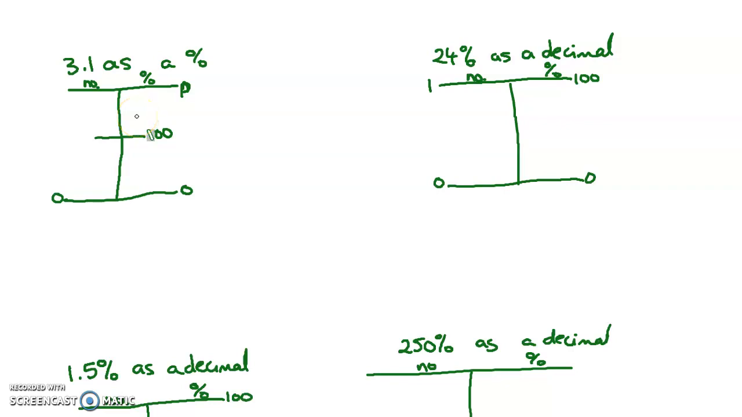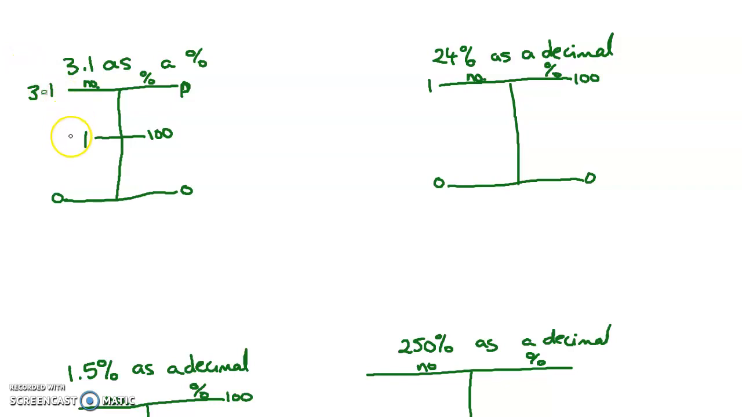Welcome everybody. We're going to start looking at some more examples of proportional reasoning. So now I've got 3.1, 3 1/10 as a percentage. If I know that 1 is 100%, I want to know what 3.1 or 3 1/10 is as a percentage, because it's a number, it's not a percentage. I want to know what it is as a percentage.